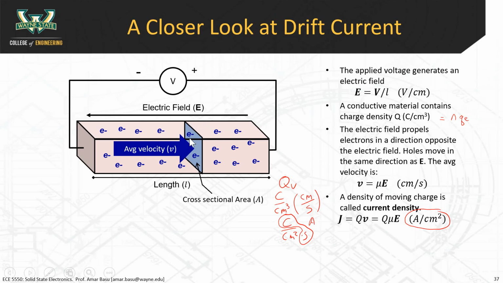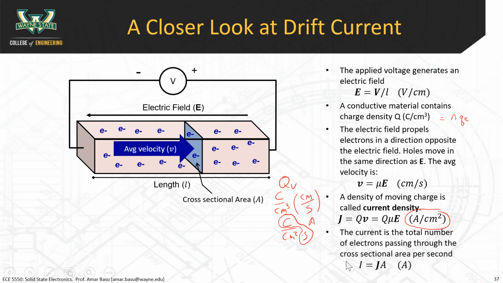Okay, so let's say 10 electrons pass through this shaded region per second, and the area is 2 square centimeters. Then it would be 10 times q divided by 2 square centimeters. So current density is the current divided by the cross-sectional area. So the current is the current density times the cross-sectional area. All right, I kind of explained it in the backwards direction.